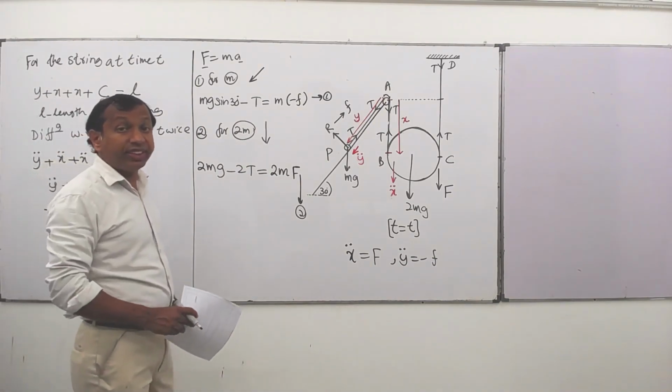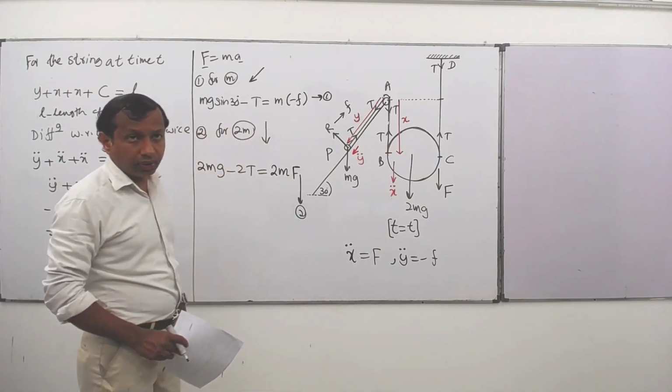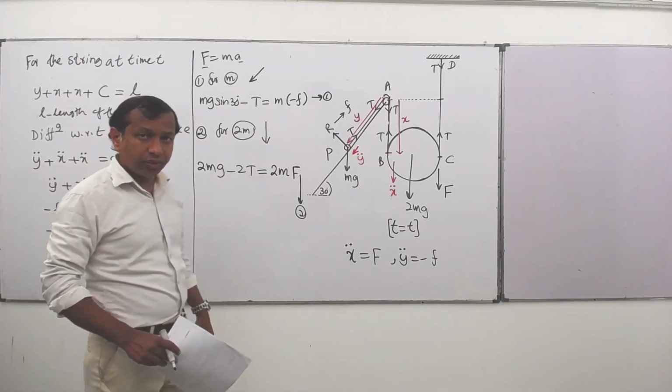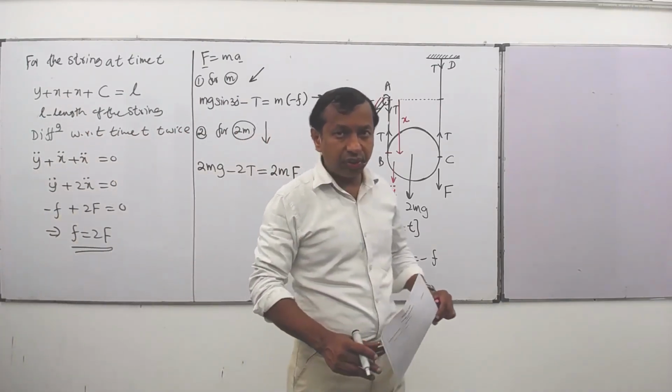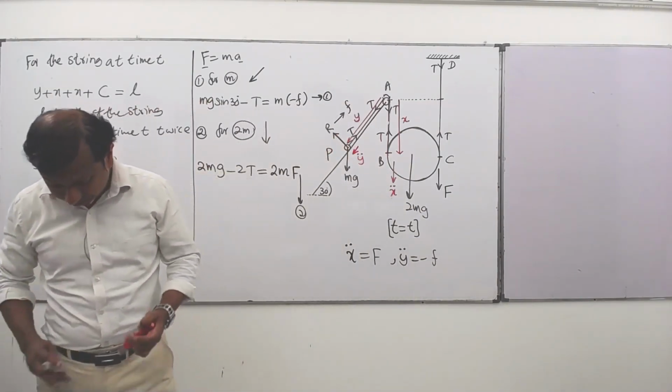Right. Now, people, all together how many unknowns are there? Small f, capital F, T. Three unknowns. How many equations? Here 1, 2. Here 3rd. Enough. Sufficient to find what? Tension T by this. That way we can take that answer.